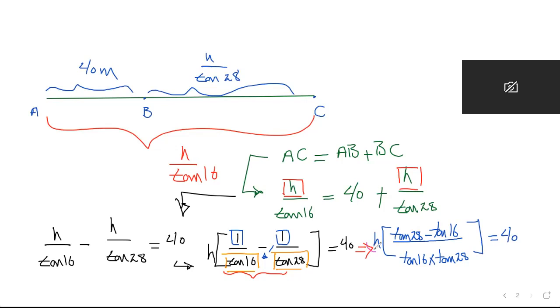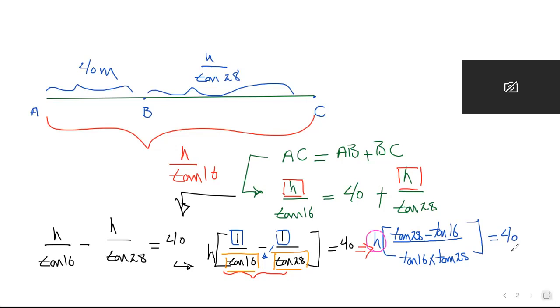Now look at this. Look at the h which I'm looking for. I'm going to find the value for the h. It's as if I have one unknown, which is multiplied by a coefficient which I know. Because you remember, tangent 28 and tangent 16 are two numerical values. If you put it on the calculator, it gives you one number. Then what do you do? I divide both sides.